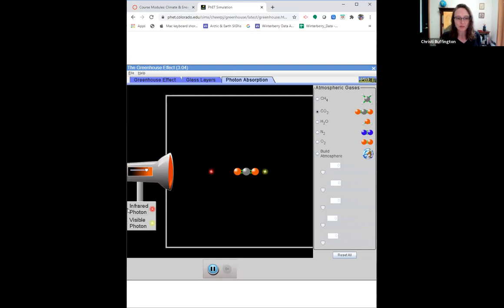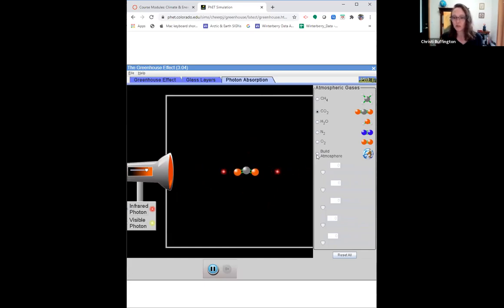So here we have an infrared photon. Now what's happening to carbon dioxide? We are now causing those molecules to jiggle around and re-radiate heat in different directions.